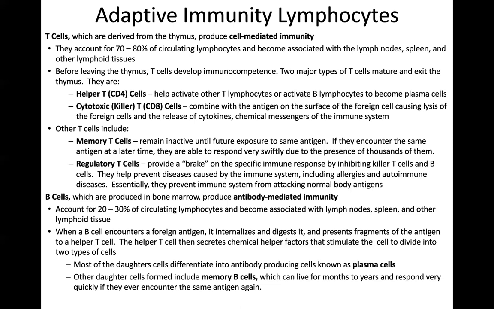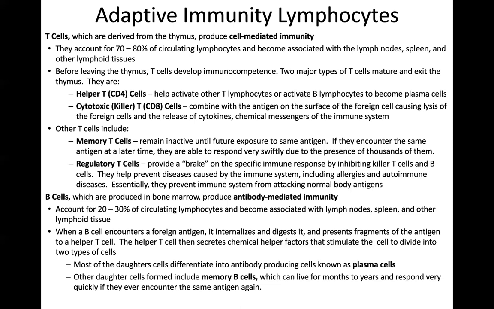And so regulatory T cells provide a "break," and you can see the quotes there around that word, on our specific immune response by inhibiting killer T and B cells. So they kind of keep the soldiers in check and prevent them from attacking our normal body antigens. Unfortunately, as I mentioned, sometimes that does happen where the immune system attacks itself, and so those regulatory T cells fail to kind of complete their job. All right, so that's T cells.